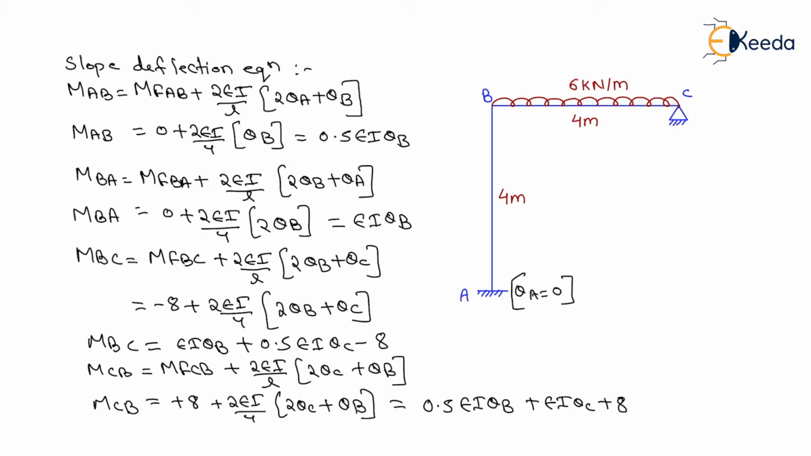Now we have to write the joint equilibrium conditions, that is, at joint B, MBA plus MBC is equal to 0, and at C, MCB is equal to 0 because of hinge support.